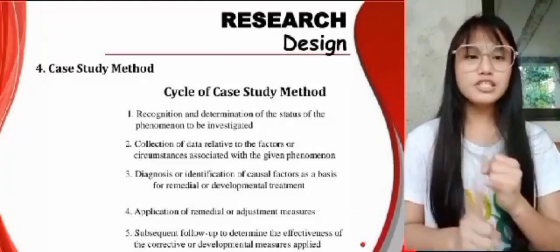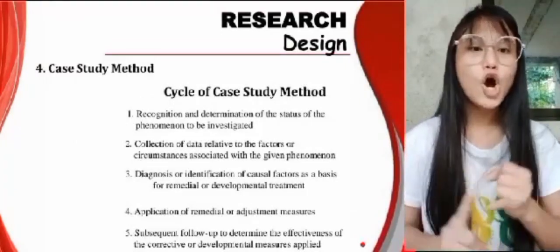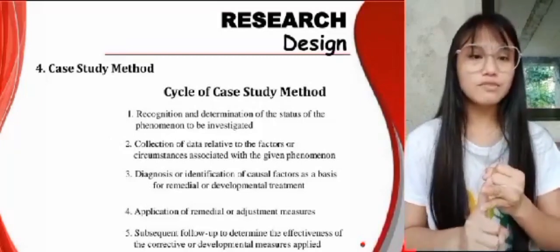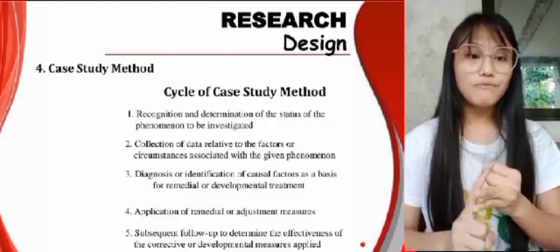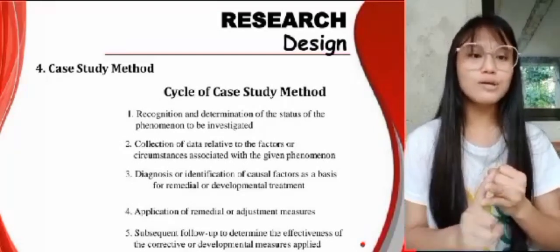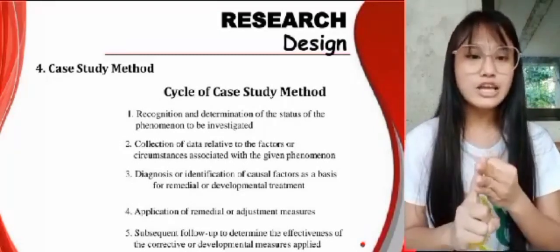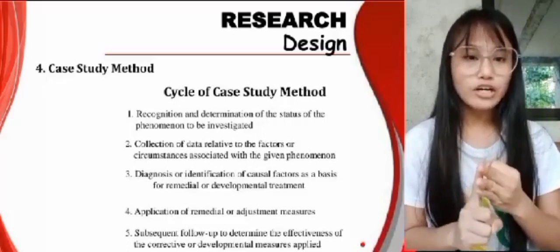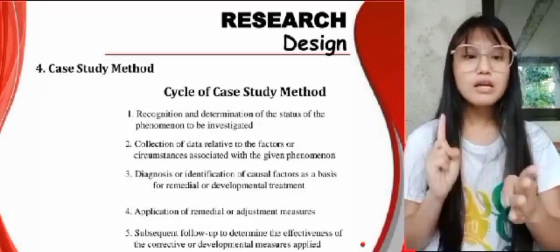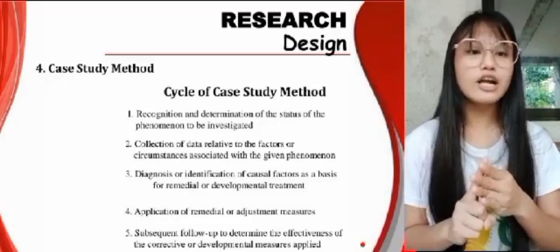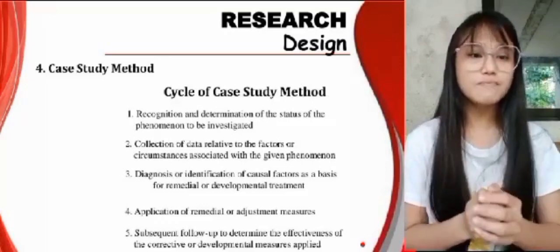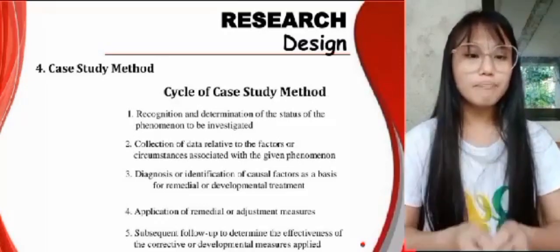They have five. First is recognition and determination of the status of the phenomenon to be investigated. Second is collection of data relative to the factors or circumstances associated with the given phenomenon. Third is diagnosis or identification of causal factors as basis for remedial or development treatment. Fourth is application of remedial or adjustment measure. And lastly is subsequent follow-up to determine the effectiveness of corrective or development measure applied.